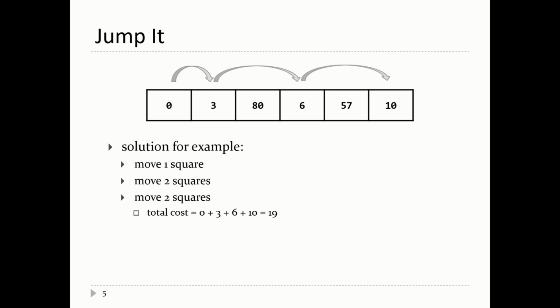If you try to formalize what we did, you might say that, well, starting at the 0, I can go to the 3 or the 80, so I'm going to choose the 3. I'm always going to choose the move with the smallest cost. Now, starting at the 3, I can go to the 80 or the 6, so the 6 is smaller, so I'll go to the 6. And at the 6, I can go to the 57 or the 10, so I'm just going to go to the 10. And so that would be a greedy solution to the problem, which you can code up using a little for loop or a little while loop. So always take the next step that has the smallest cost.